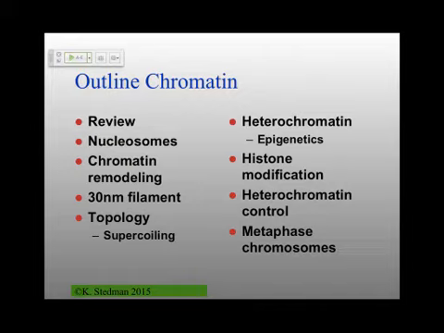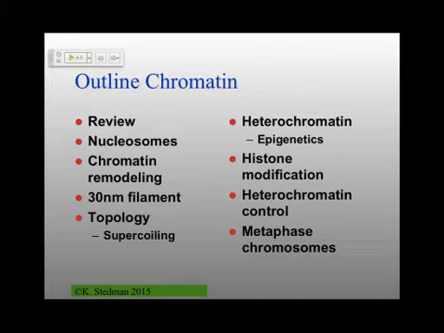Look a little bit at the 30-nanometer filament. We understand a lot less about this. Nucleosomes we got pretty well down. 30-nanometer filament much, much less so. And I'll talk a little bit about topology and supercoiling. This is a whole course, again, in and of itself. Unfortunately, I think our textbook does a really bad job of it, so I'll try and find a few more links online to talk about a little bit more about topology, and I'll spend a little bit more time on that.